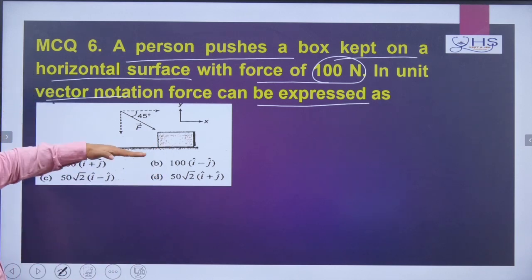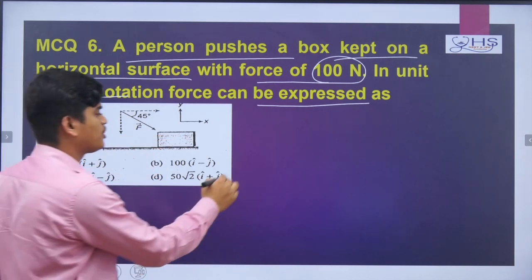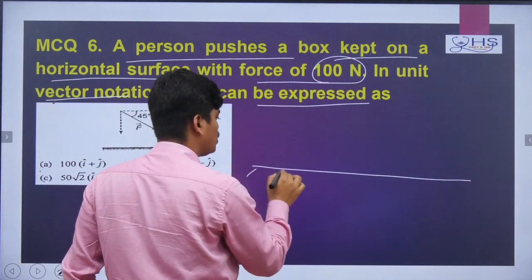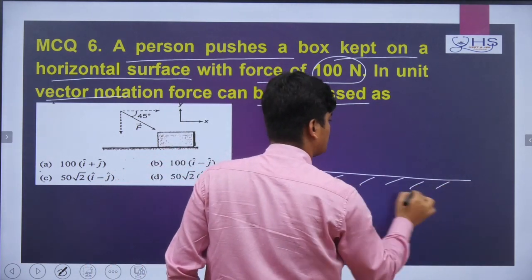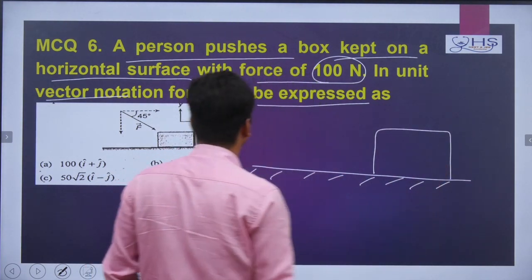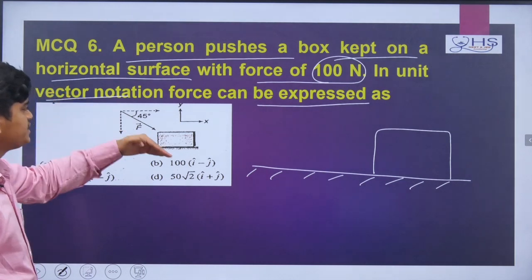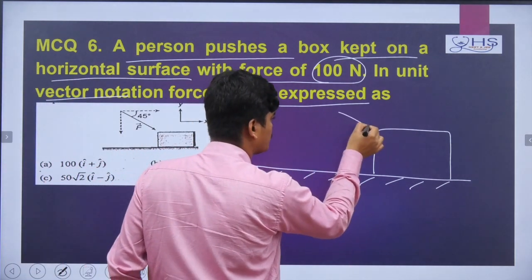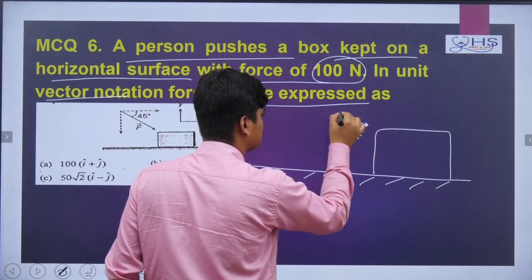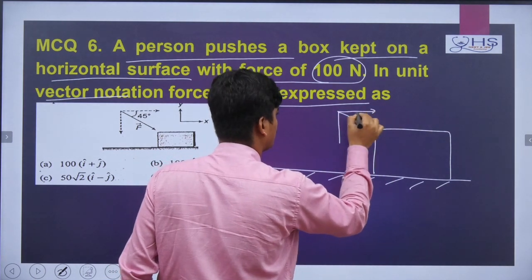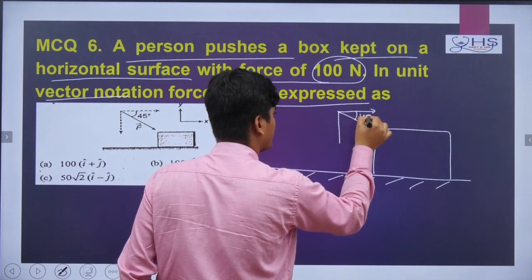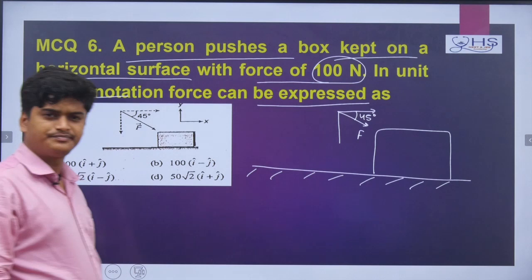So here given some box is there on a horizontal floor. Let me draw that picture again. So this is your horizontal floor. On this floor you are having a box. Now what they are telling, a force is acting like this way. So a force is acting, this is F. Now it is vertical, it is horizontal. So from the horizontal it is making an angle of 45 degrees.